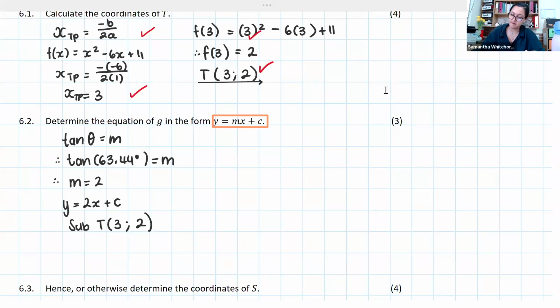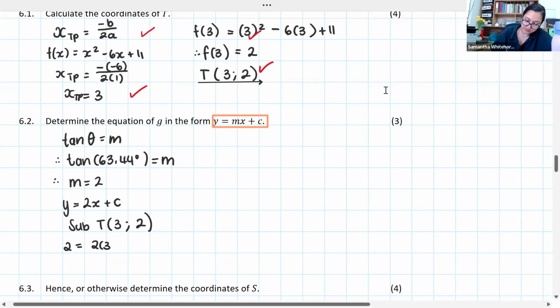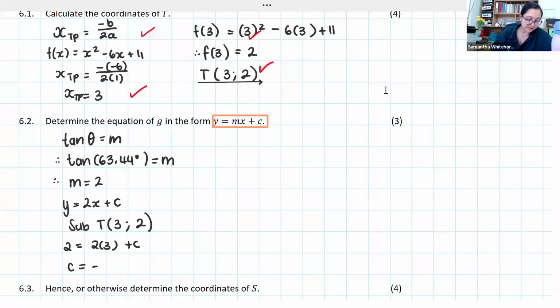Nice, guys. Okay, good. So we're going to sub it in, giving us 2 is equal to 2 times 3 plus c. 2 times 3 is 6. 2 minus 6 is negative 4. So y is equal to 2x minus 4. Very, very nice. Well done.